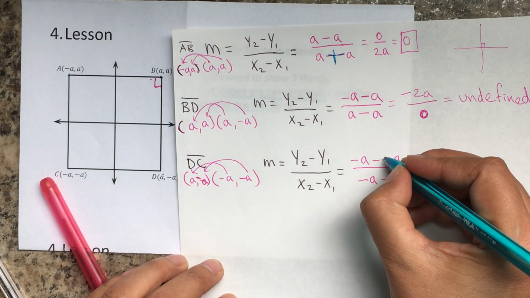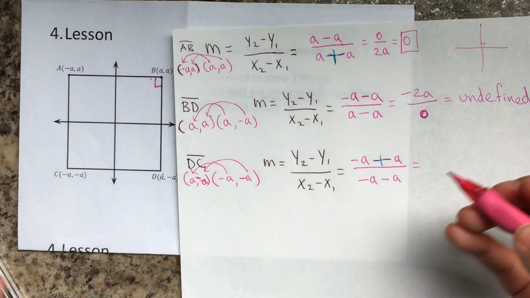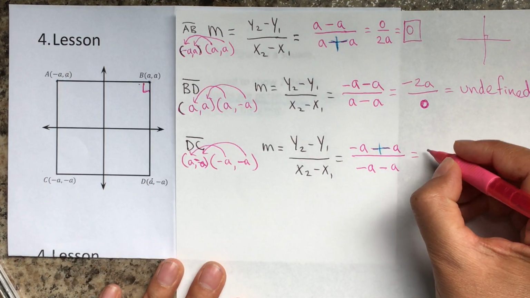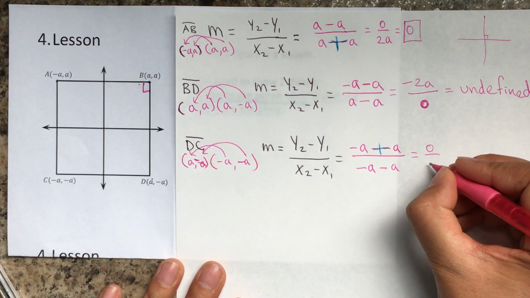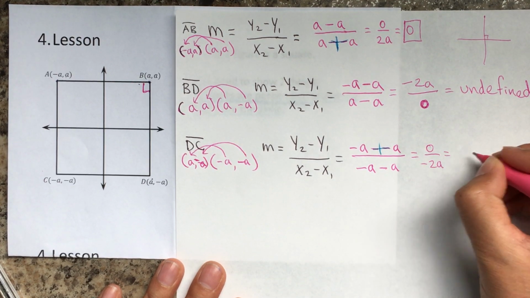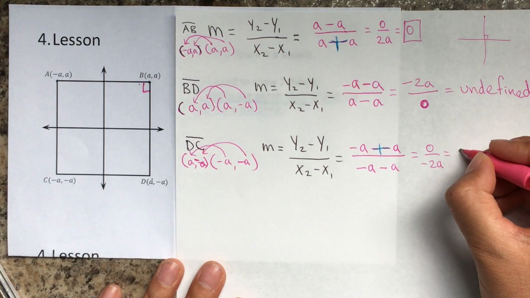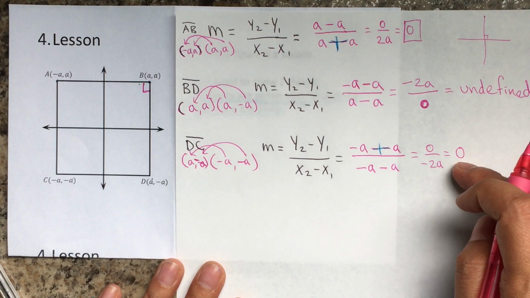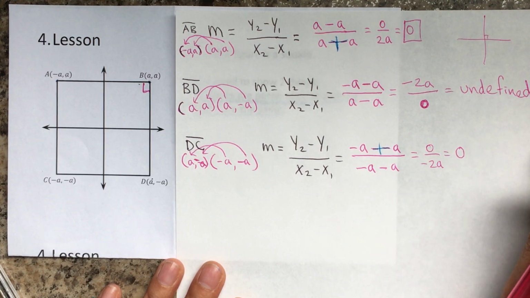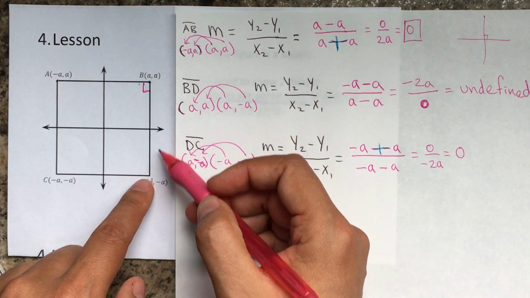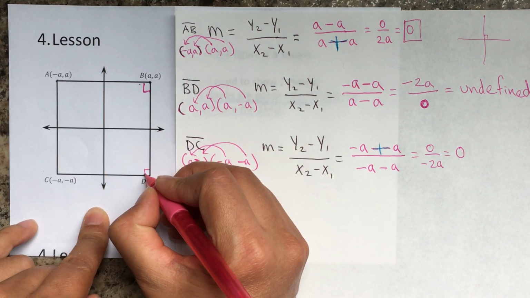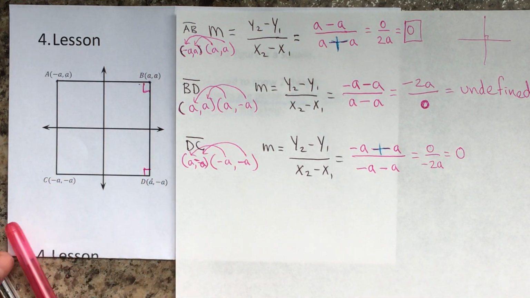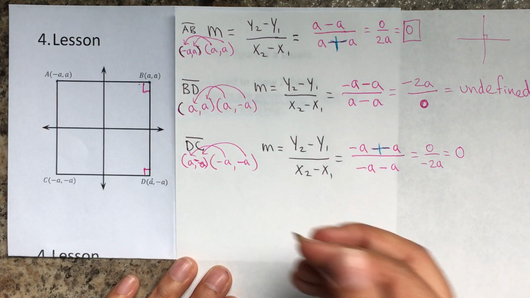Again, two negatives together become the big plus. So negative a and positive a equals 0. Negative a minus a is negative 2a. And anytime we have a 0 in the numerator, the answer will be 0. Again, these are opposite of each other because this is this line, and the undefined is this. So now we can say that this is also a right angle because it's undefined and 0. Okay, let's do the last one.